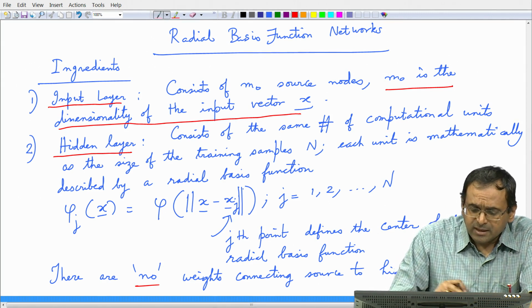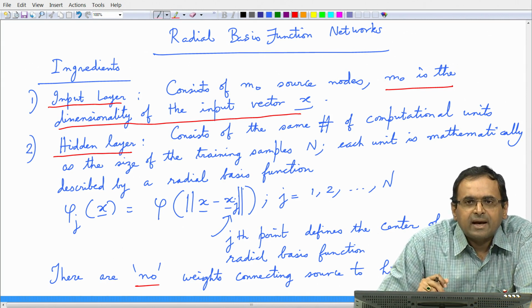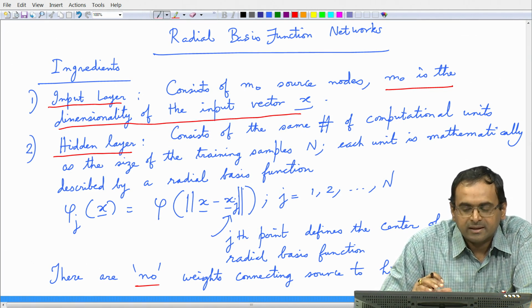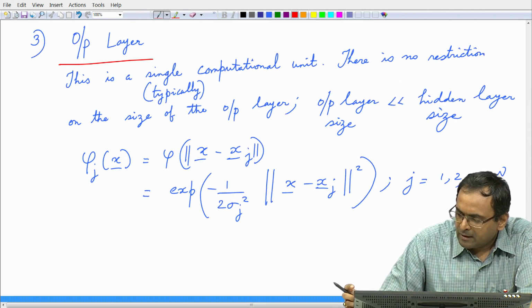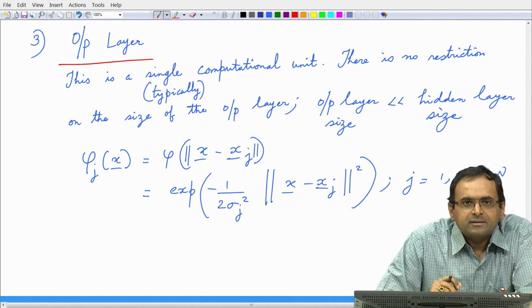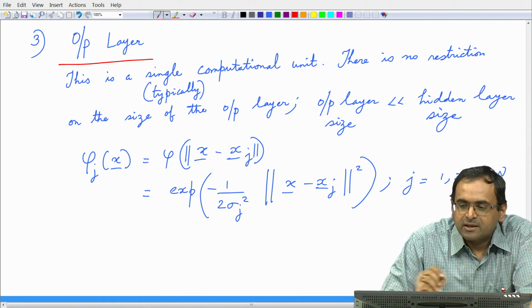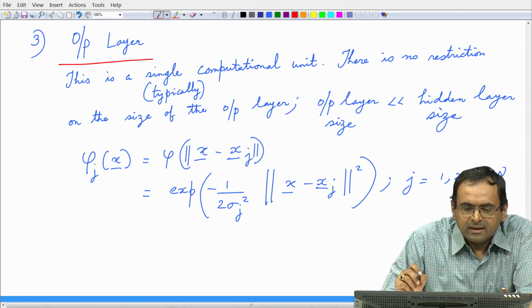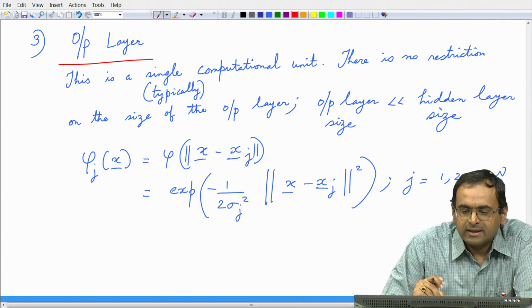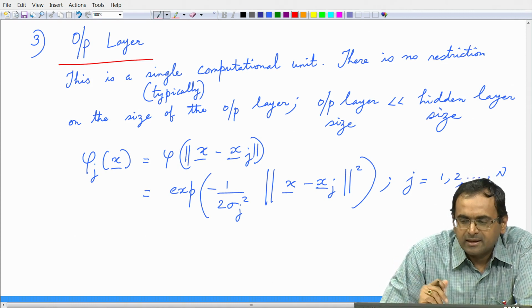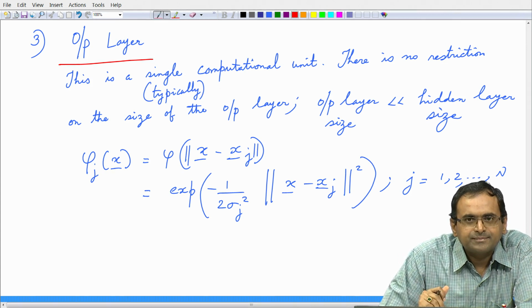Now, there are no weights connecting the source and the hidden nodes. In the multilayer perceptron you could have weights connecting the source and the hidden nodes. In this case it is not the case. We have an output layer, and the output layer is a single computational unit, and there is no restriction on the size of the output layer, but typically the output layer can be just one node there.